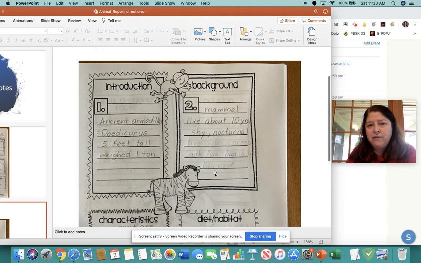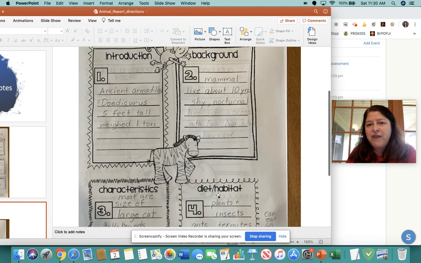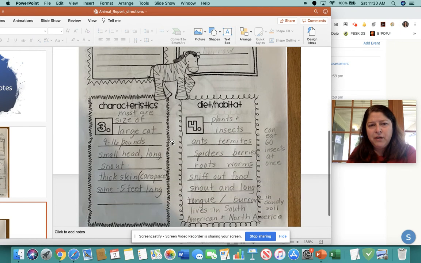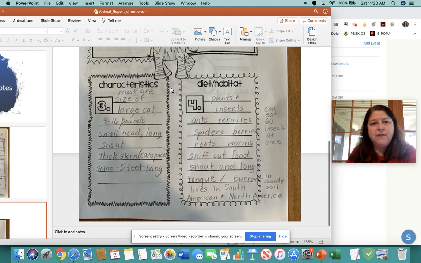You know what? I also had found something about where they lived, and then I realized, oh, I needed to put those facts down here in habitat. So you can see that I erased them a little bit. So, characteristics, and I want you to notice with my notes, friends, they are not complete sentences. They are just little interesting facts, okay? Most are the size of a large cat. They are 9 to 16 pounds, small head, long snout. They have thick skin, and that thick skin is called the carapace. And some can get to be 5 feet long, okay, including their tail.